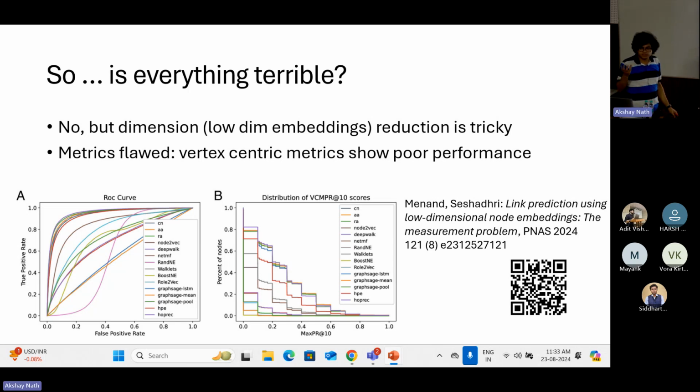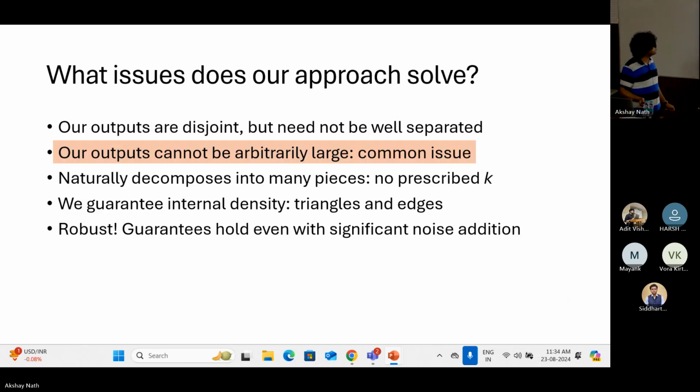We are training embeddings using metrics that do not give you good outputs, because if you look per vertex, there's usually a heavy tail and that doesn't pan out well. These are improving day by day, but there is value in looking at internal density, and these are things that are not trivial to find.